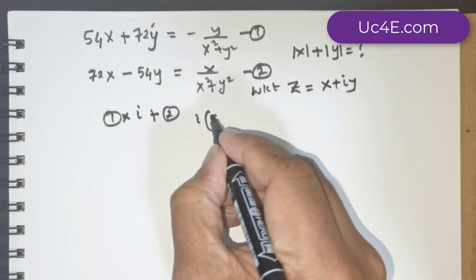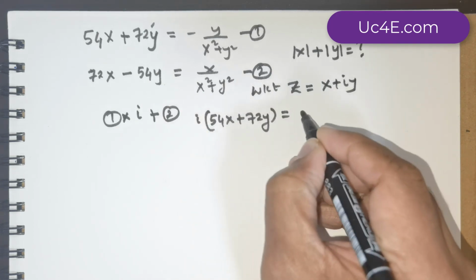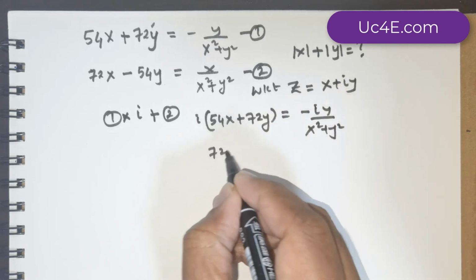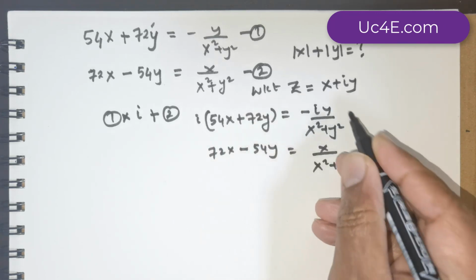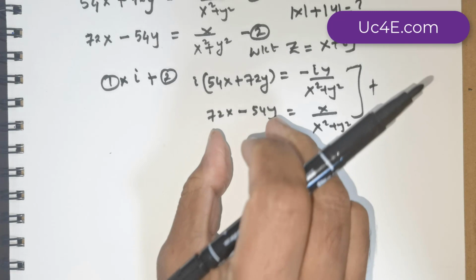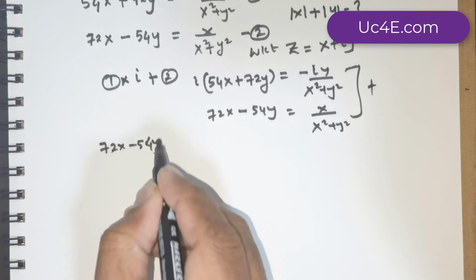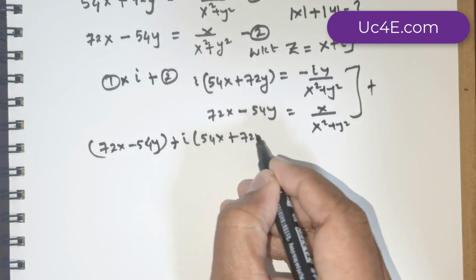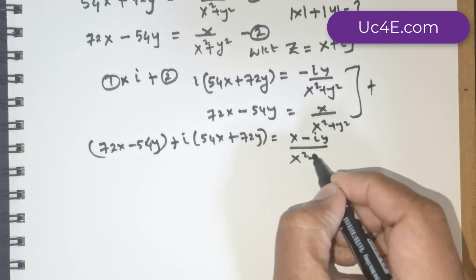So this is i times (54x + 72y) is equal to -i times y divided by x² + y², followed by 72x - 54y is equal to x over x² + y². These two are added, and that would give me, I'm going to write this term first, 72x - 54y + i times (54x + 72y) is equal to (x - iy) divided by x² + y².